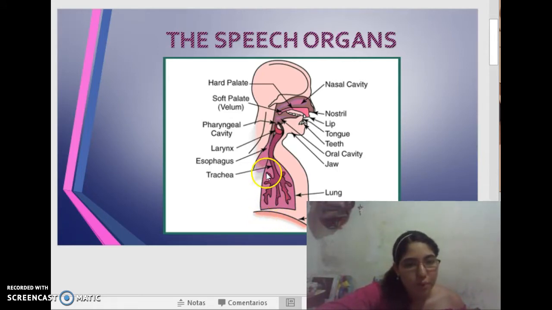The air goes out via the trachea, where the first obstruction is made: the larynx. When it passes through the larynx, the air passes by the vocal folds, which may vibrate, producing voice. Afterwards the air goes through the pharynx and escapes by either the oral or the nasal cavity.